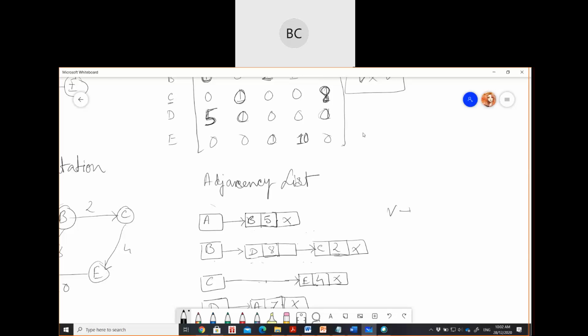Okay, so I'm ending the class here. If you have any doubt regarding the graph representation, you can just tell me. Does anyone have any doubt? Others? No, ma'am. Okay, good.